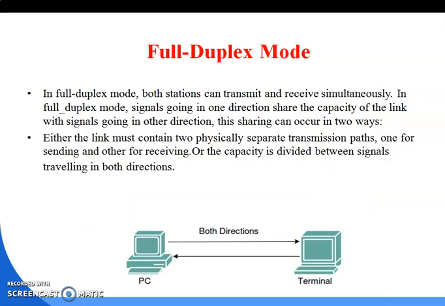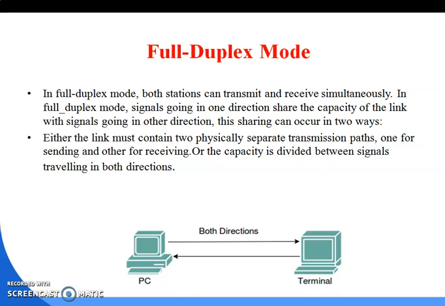Next is your full duplex mode. In full duplex mode, both stations can transmit and receive simultaneously. Signals going in one direction share the capacity of the link with signals going in the other direction, and this sharing can occur in two ways. Either the link must contain two physically separate transmission paths, one for sending and other for receiving, or the capacity is divided between signals traveling in both directions.